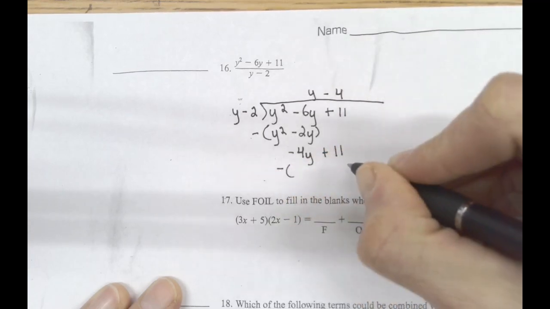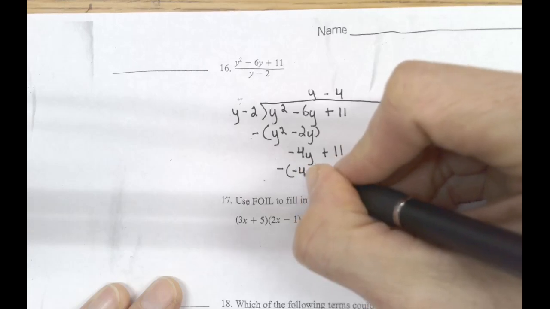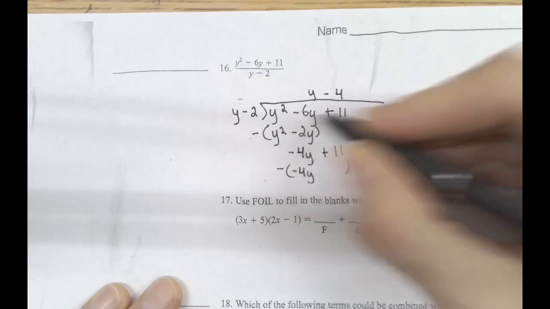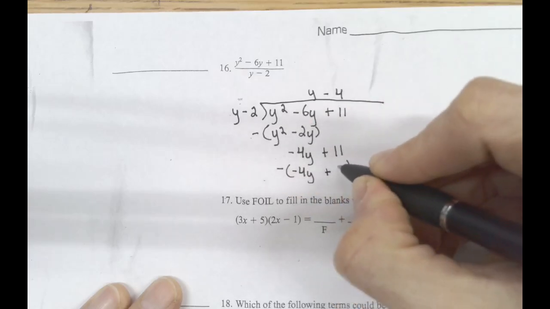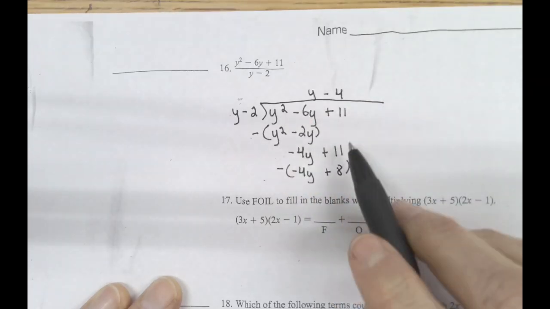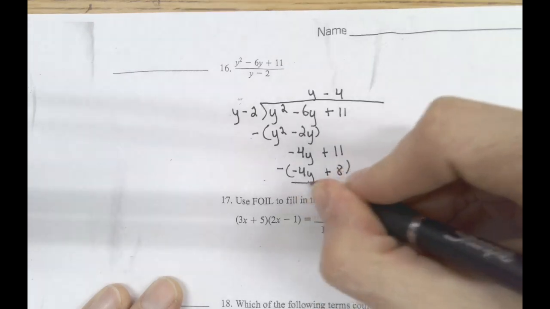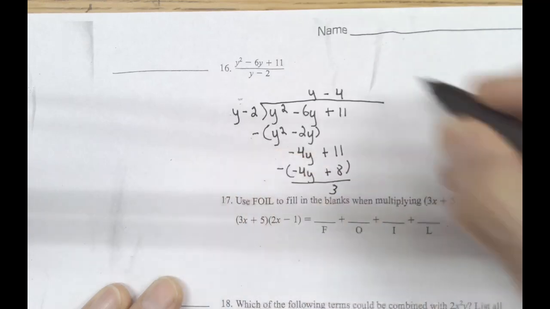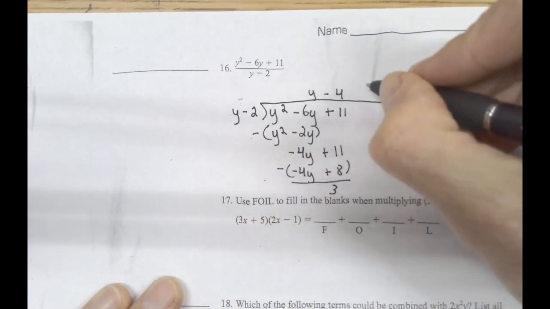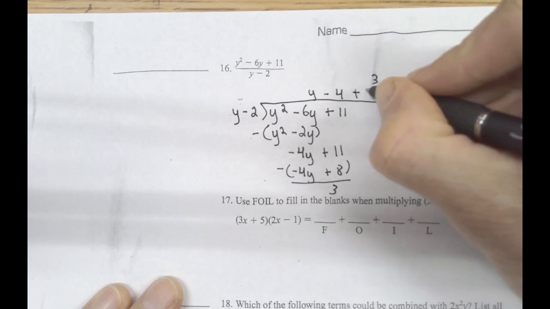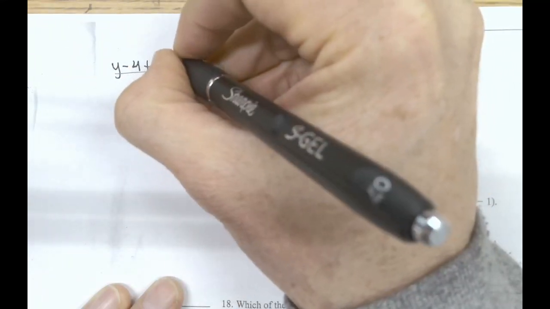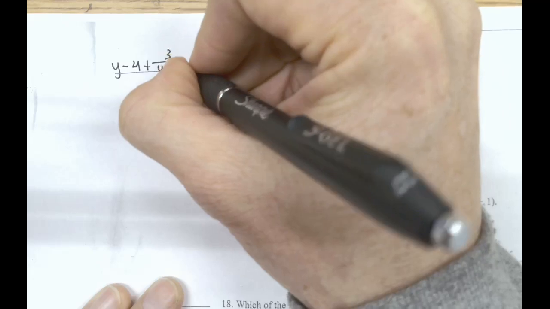and we're going to multiply. So we'll get a negative 4y here. Negative 4 times y is negative 4y. Negative 4 times negative 2 is going to be a positive 8. Okay, so here we have 11 minus 8, and that's going to give us 3. So our remainder is going to be 3 over the divisor. So what we'll end up with is plus 3 over y minus 2, and there's our answer right there. Y minus 4 plus 3 divided by y minus 2.